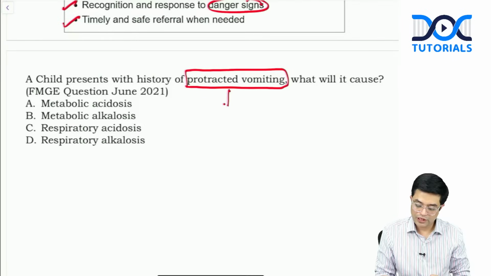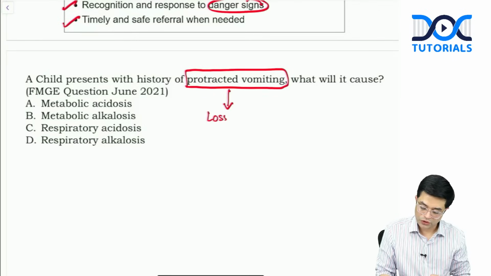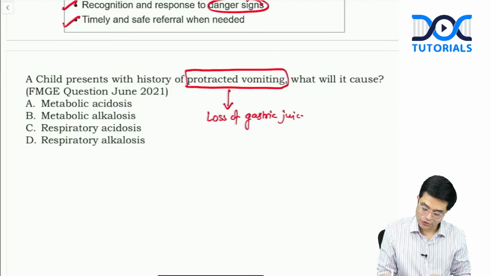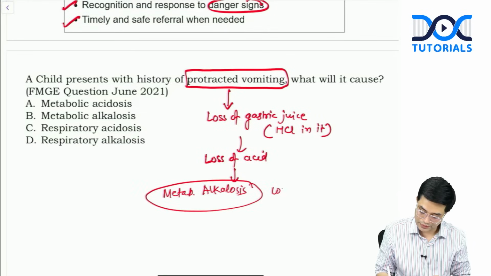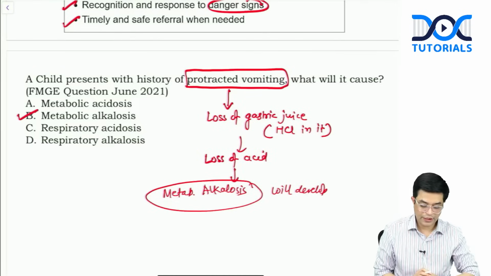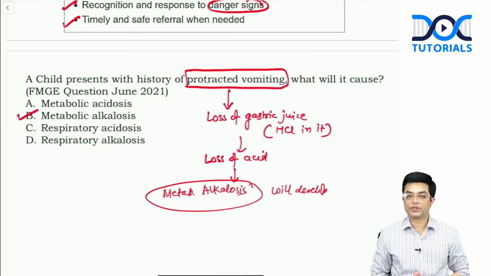Due to protracted or repeated vomiting, there will be loss of gastric juice. Gastric juice has hydrochloric acid in it, and so there will be loss of acid from the body, and loss of acid will lead to development of alkalosis in the body. So that is what you call as metabolic alkalosis will develop, right? So answer to this question is B, that is metabolic alkalosis.